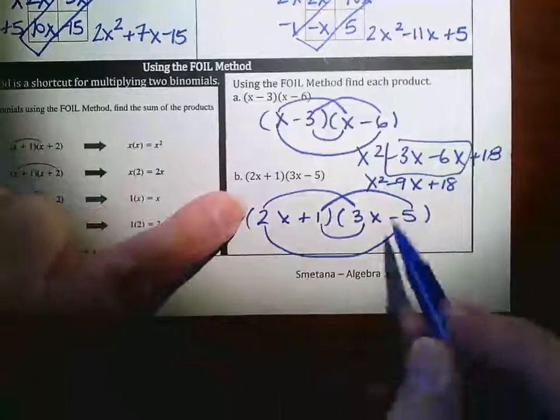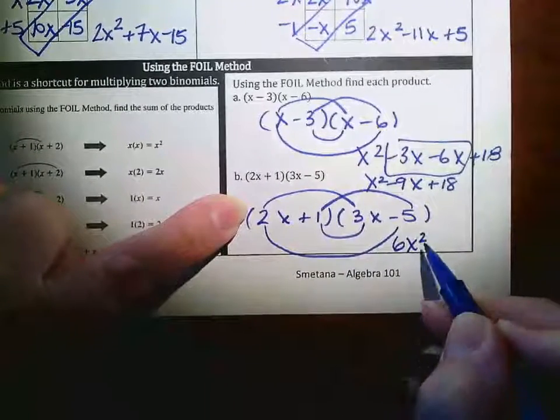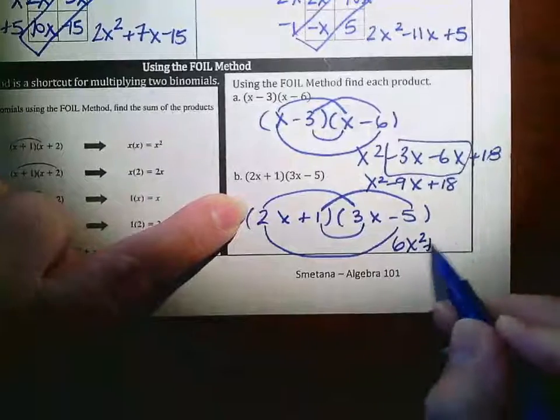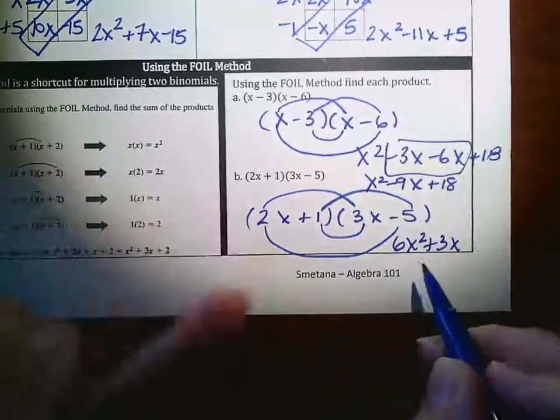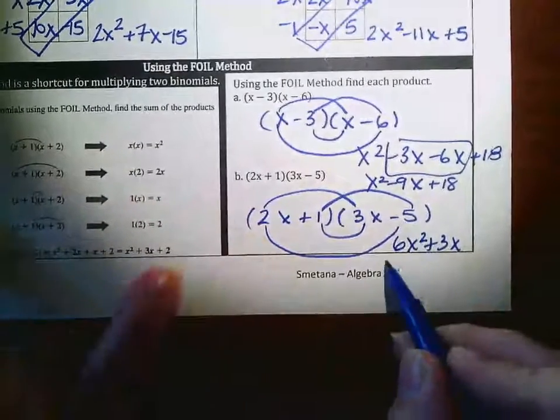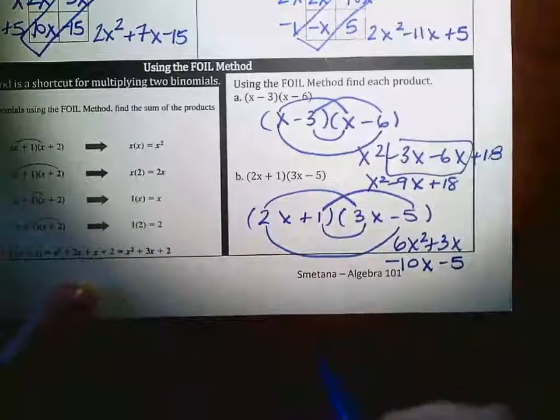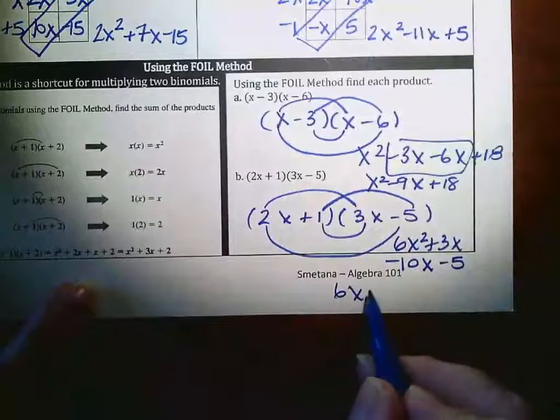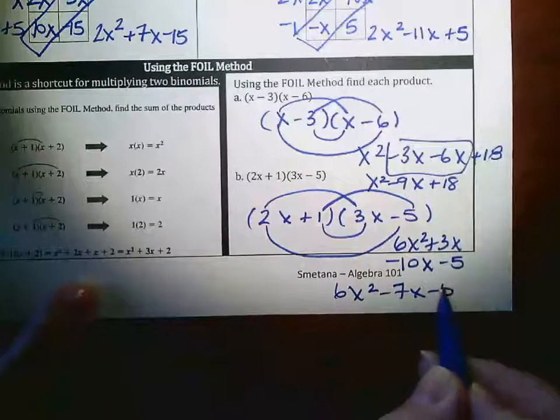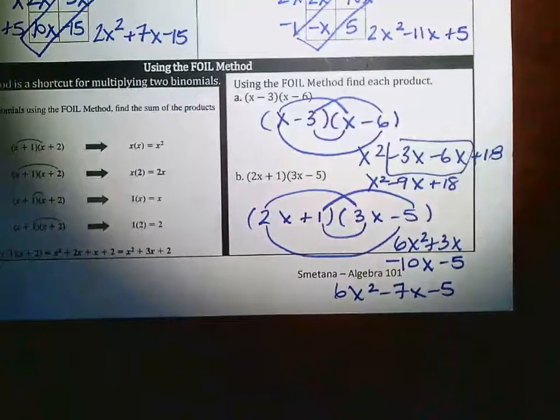So 2x times 3x is 6x squared, plus 3x, minus 10x, and minus 5. Combine those like terms to get 6x squared minus 7x minus 5. And you are done. You have multiplied a binomial by a binomial.